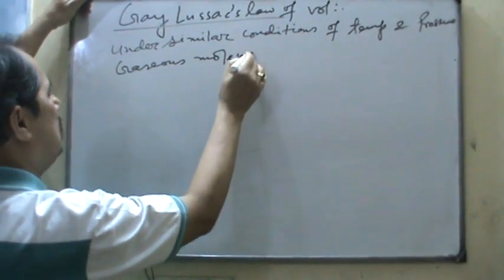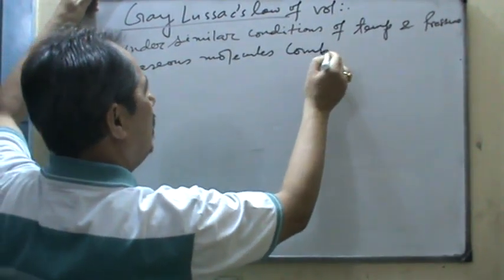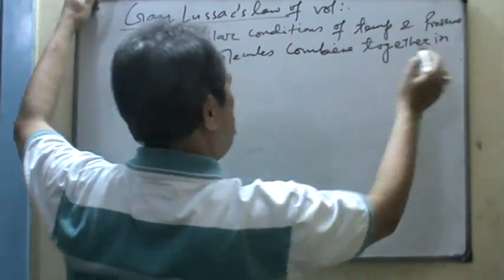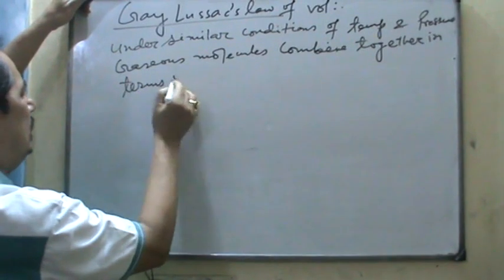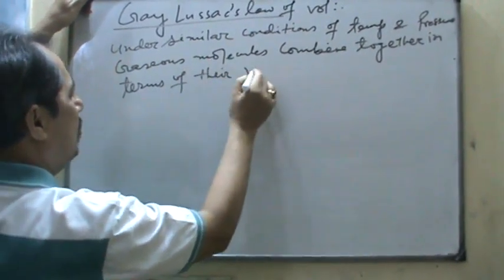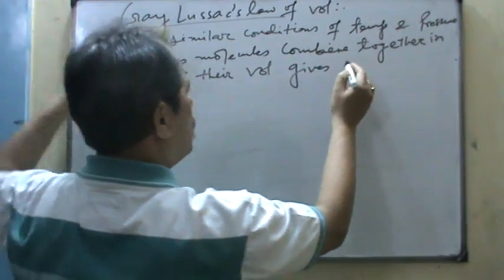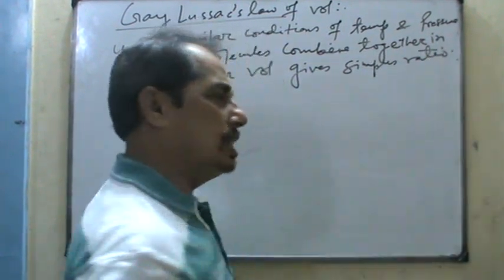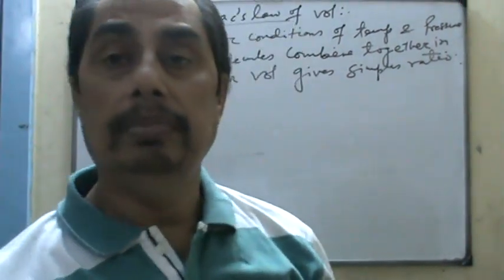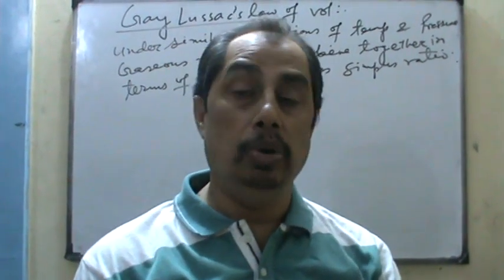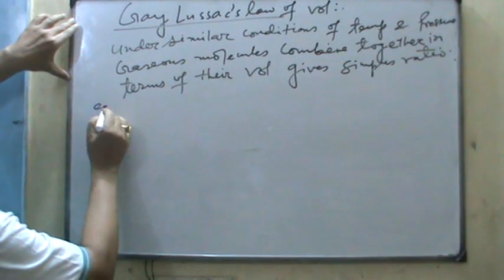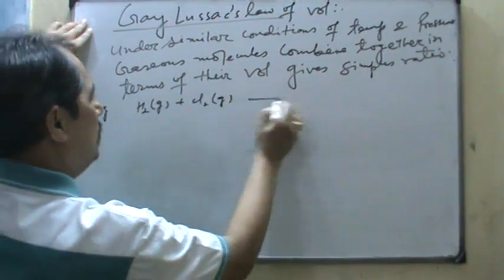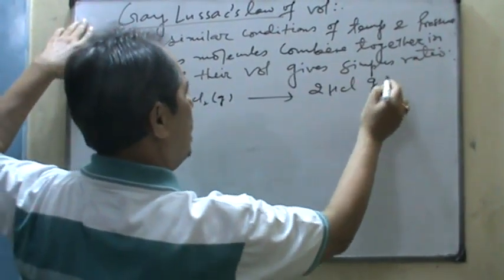gaseous molecules combining together in terms of their volume give or bear a simple ratio to each other, because it is based on volume, because you have taken the gaseous molecules, not the mass. For example, H2 plus Cl2 gives twice HCl gas.